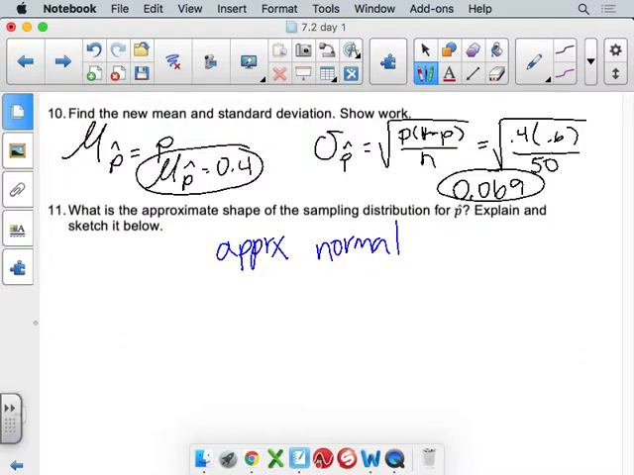But approximately normal. The way that we show that is you have to do a check, kind of like we had to check with the binomials. You have to show that your sample size compared to the proportion is big enough. So we have to check that sample size times proportion is greater than or equal to 10, and that sample size times 1 minus the proportion is greater than or equal to 10.